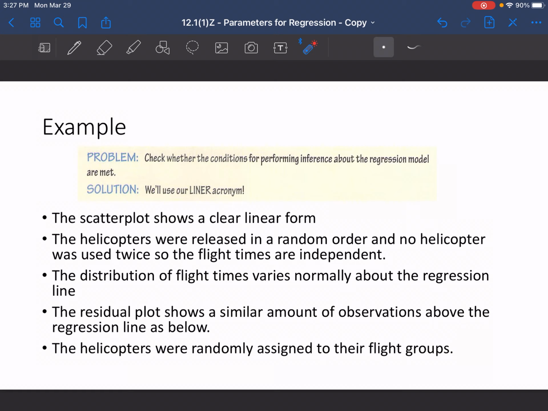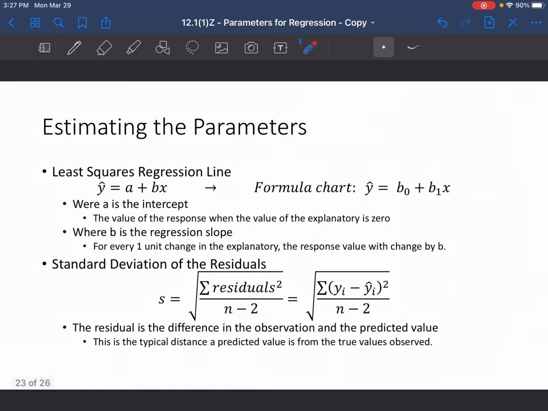And then from there, the last test is our random test, and we just want to say that the helicopters were randomly assigned to their flight groups, and we're good with that. So that's all of those tests taken. Now let's look at estimating our parameters.